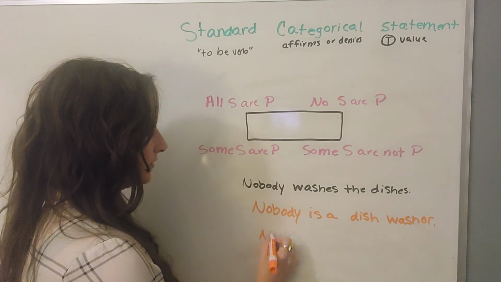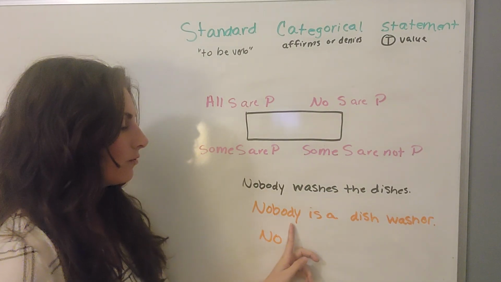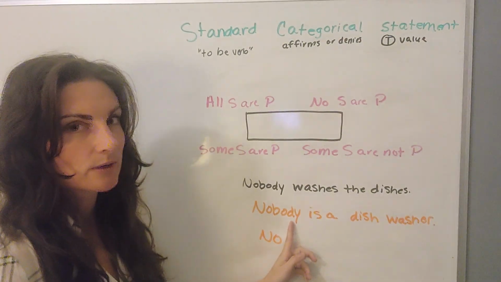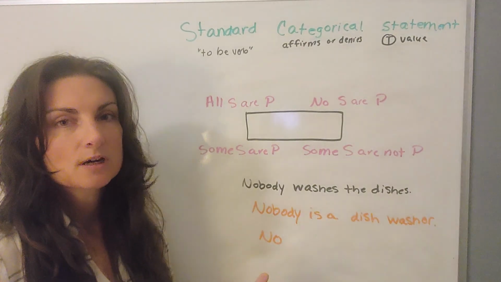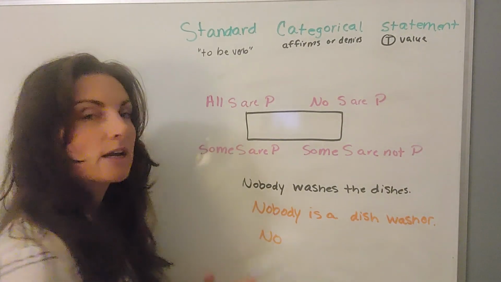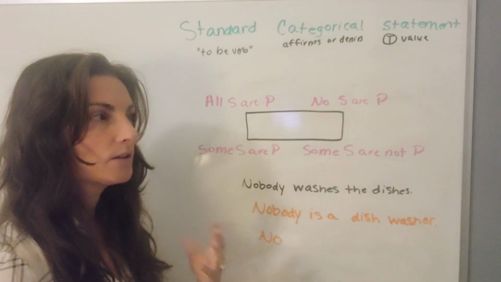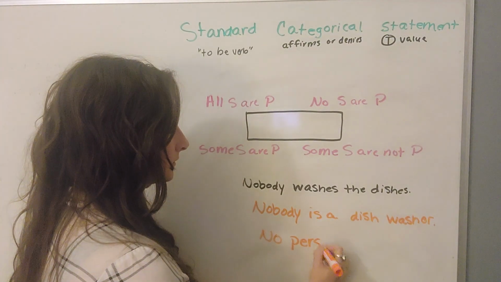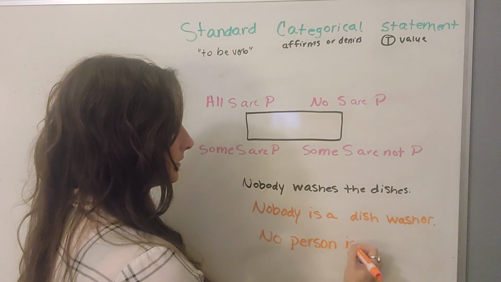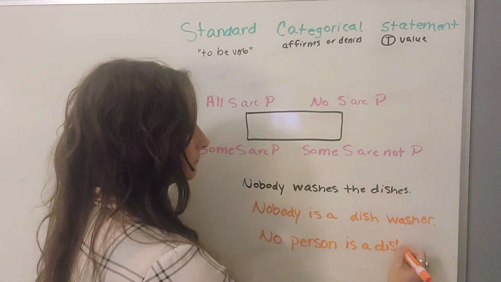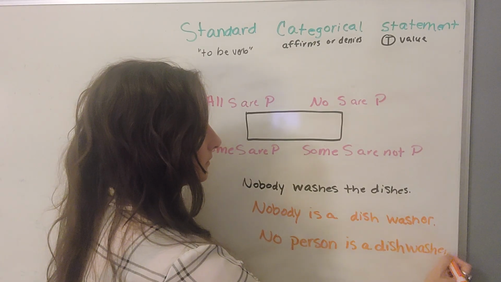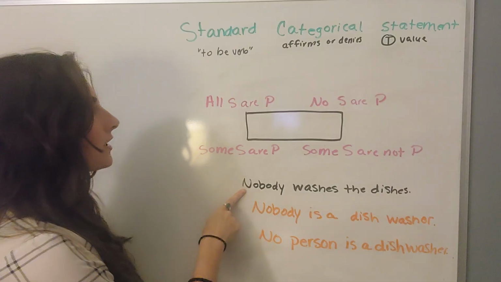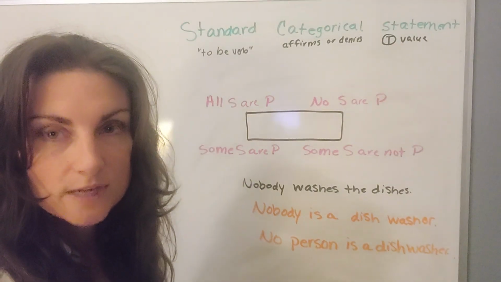So we're going to say no. Now we could just say no body, but that's not the best way to do this. So nobody is talking about a person. So I'm actually going to change the subject to person, so it's more clear about what we're talking about. No person is a dishwasher. All right, so we just took a regular sentence and translated it into a standard categorical statement.